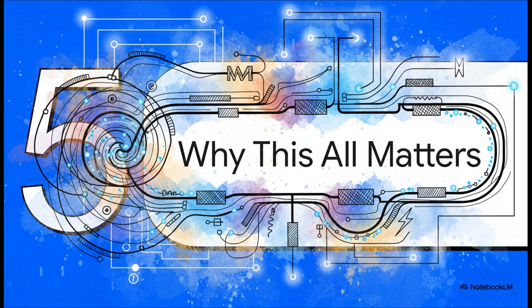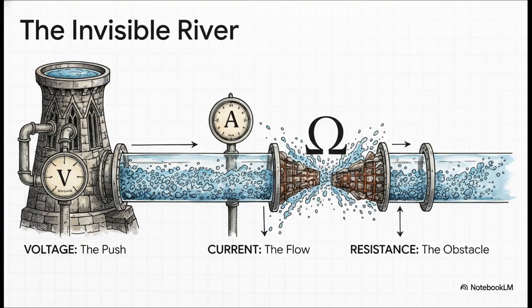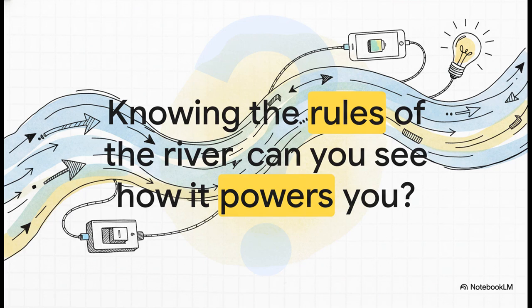So, we've got the flow, the push, the obstacle, and this golden rule that connects them all. But why does this actually matter? Why is getting this so powerful? Because it makes the invisible visible. It gives us a way to picture this force we can't see. Voltage, measured in volts, is the water pressure. Current, in amps, is how much water is flowing. And resistance, in ohms, is the friction or the narrow parts of the pipe. Every single electronic device you have is built on balancing these three things perfectly. And that, really, is the whole idea.